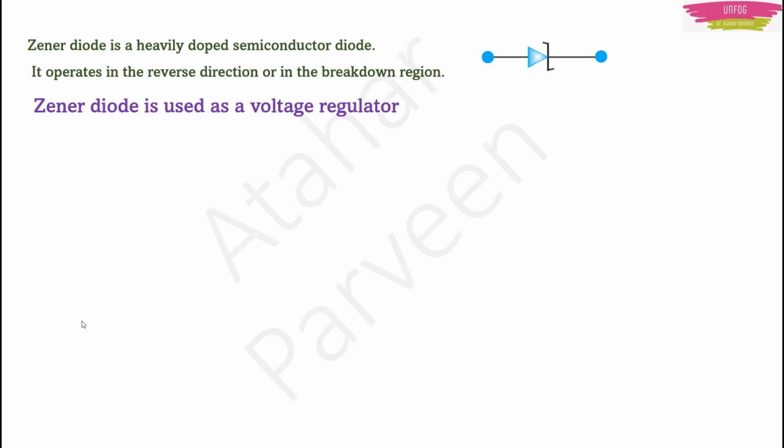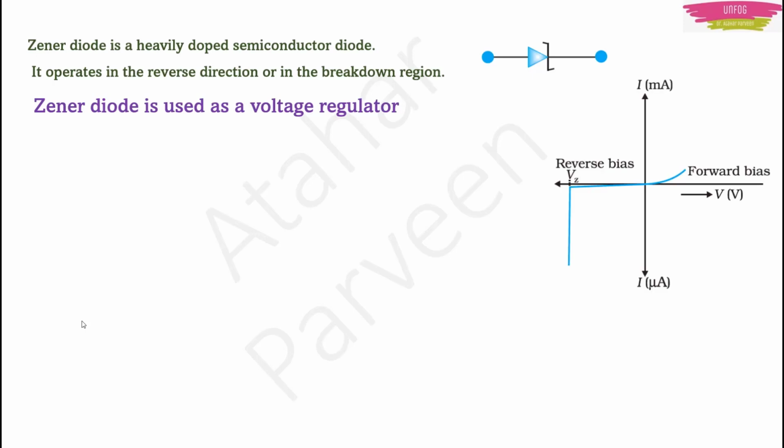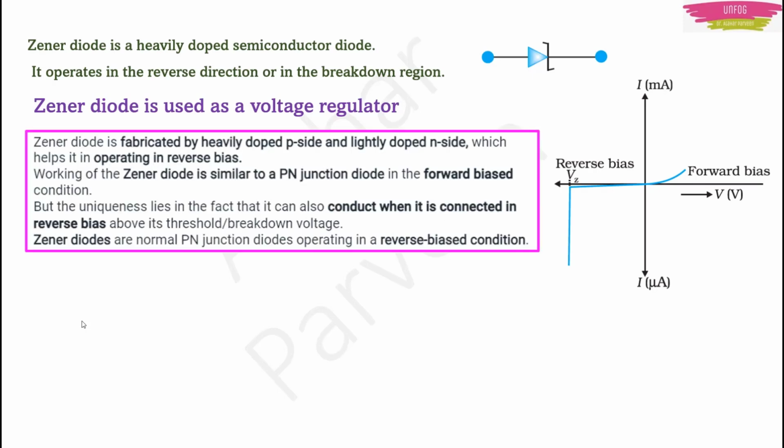Its main application is that it is used as a voltage regulator. And this is the IV characteristic of a Zener diode. By seeing the graph only, we can say that the voltage is not changing much here. On the x-axis, you can see for the reverse bias condition, the voltage is not changing much. Now this diode is fabricated with a heavily doped P side and lightly doped N side material. This will help in operating in reverse bias. It is the same as a PN junction diode, but the difference is that a PN junction diode works in forward bias, but a Zener diode works in reverse bias.